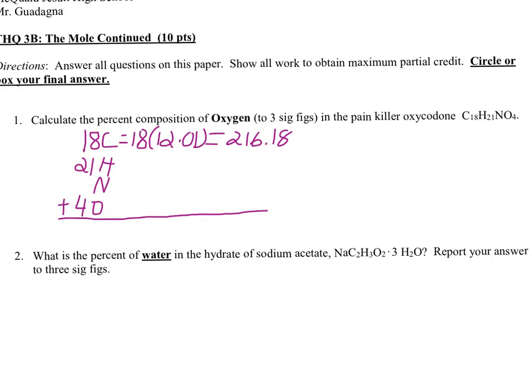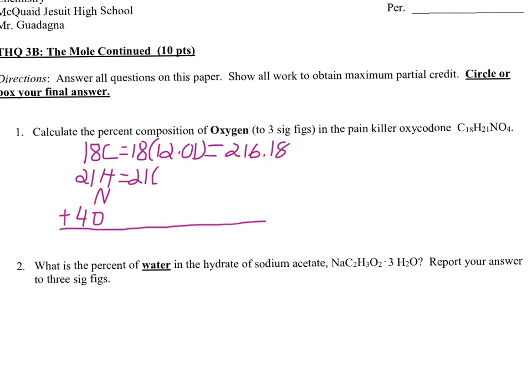Now I'm going to take my 21 hydrogens and multiply by the atomic mass of hydrogen, which is 1.008. That's going to equal 21.168. I'll worry about all my decimals at the end.